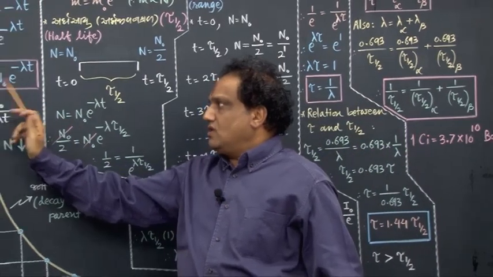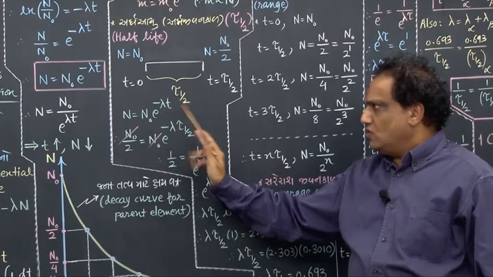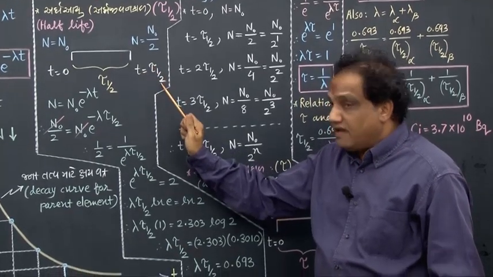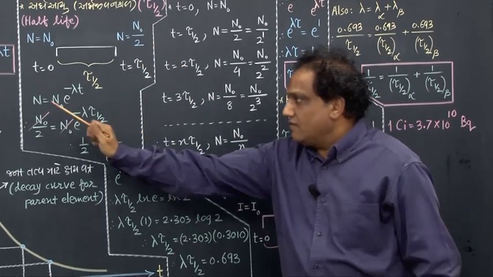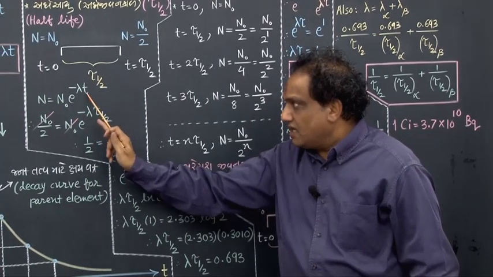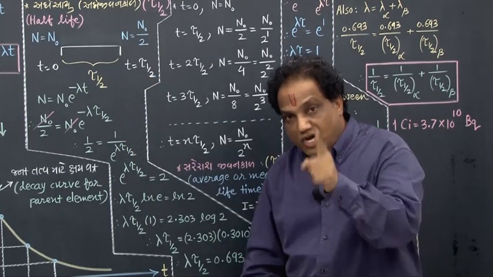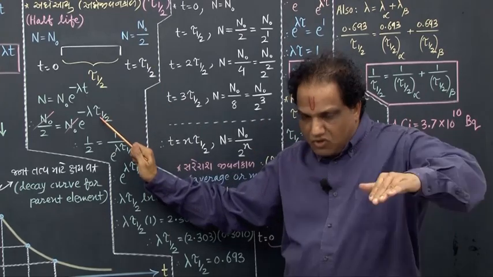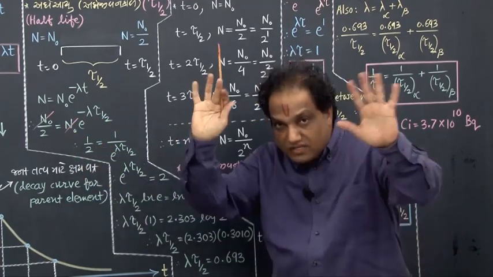N equals n0 e raised to minus lambda t. Tell me, at the end of time equal to half-life, how much is the number? N equals n0 by 2. N0 as it is, e raised to minus lambda into t. T is how much? Tau half. T is tau half. Correct? You must put both the values at a time. When you write time equal to half-life, the number you must make half. So n equals n0 by 2. n0 getting cancelled.